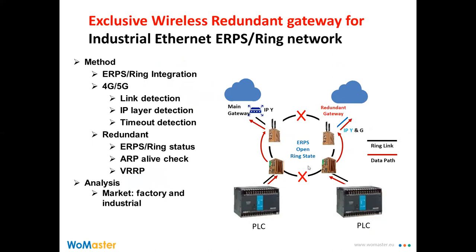And then we can provide a redundant gateway. There is one original major gateway here, and then we can have a redundant gateway that takes over when the ring is in the open state. Here you can connect to the cloud or to Ethernet, no problem. So this is one of the important exclusive patents, the redundant gateway for a ring in the open state.